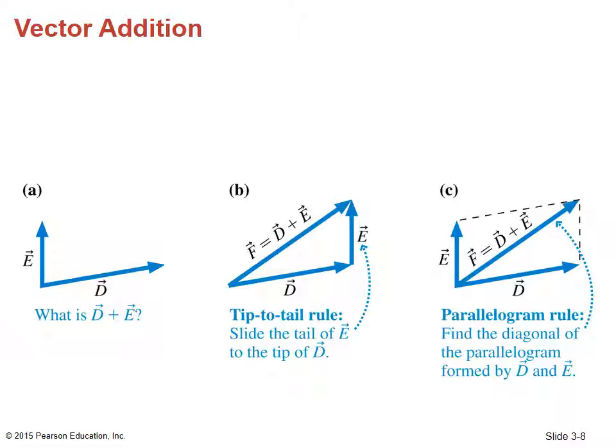In the parallelogram method, vectors E and D have a common origin. Their tails are drawn from the same point. Draw two parallel lines to vectors E and D. The intersection is the head of the resultant vector, which has a tail at the common tail of the two vectors.